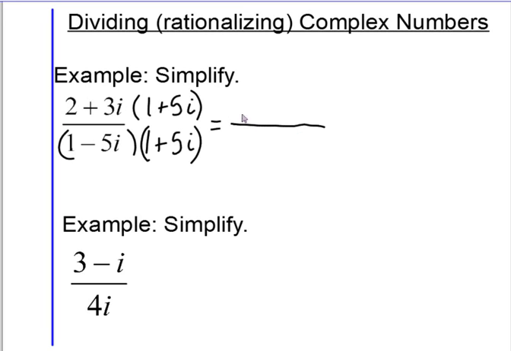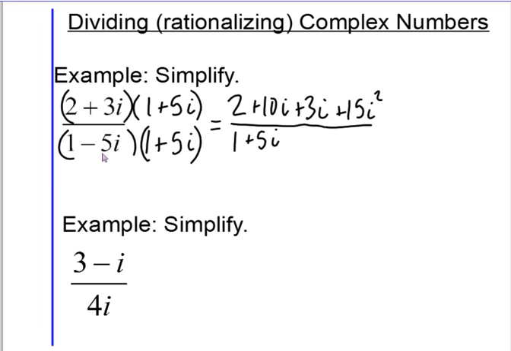So let's multiply both these sets out. On the top, I end up with a 2 times 1 is 2, 2 times 5i is 10i, 3i times 1 is 3i, and 3i times 5i gives me a 15i squared. 1 times 1 is 1. 1 times 5i is 5i. Negative 5i times 1 is negative 5i. And negative 5i times 5i gives me a negative 25i squared.